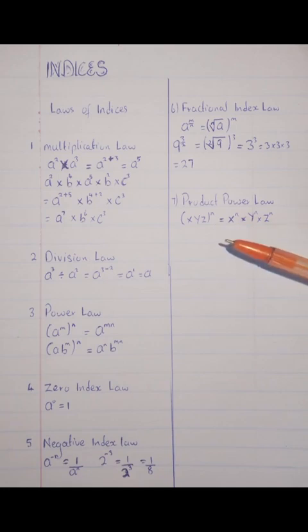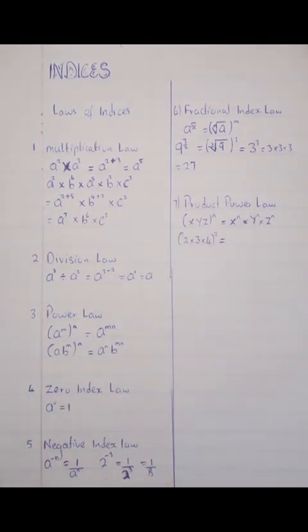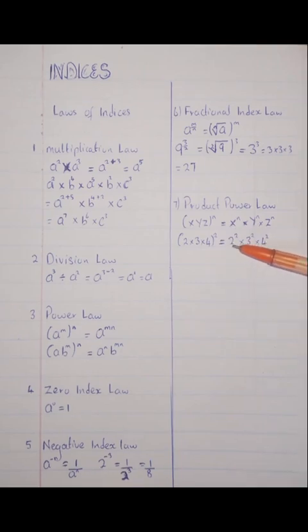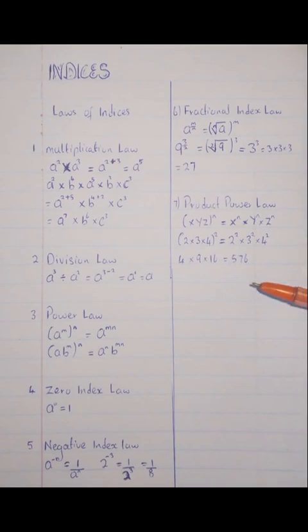So let's take for example, assuming we have (2 times 3 times 4) to the power of 2. Now what you just have to do is 2 to the power of 2, 3 to the power of 2, and 4 to the power of 2. Now 2 to the power of 2 is what? 4. 3 to the power of 2 is 9. 4 to the power of 2 is 16. So we'll be having 4 times 9 times 16. And 4 times 9 times 16 will give us what? 576.